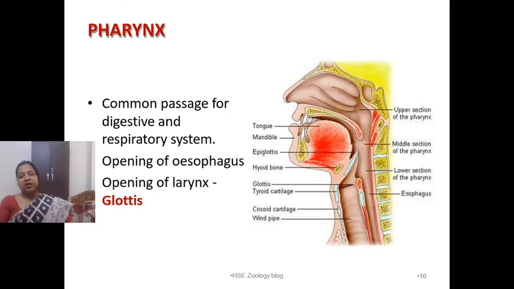Pharynx is a small area which is a common passage for digestive and respiratory system both. ठीक है.